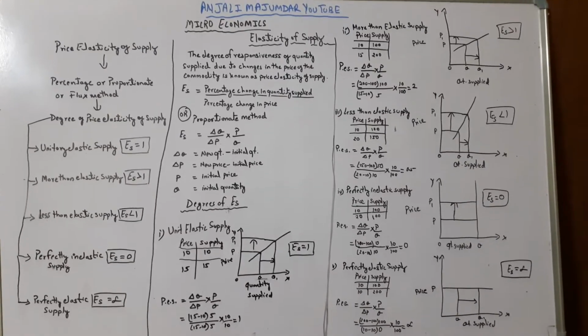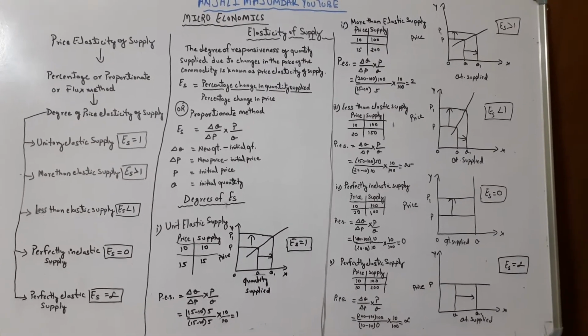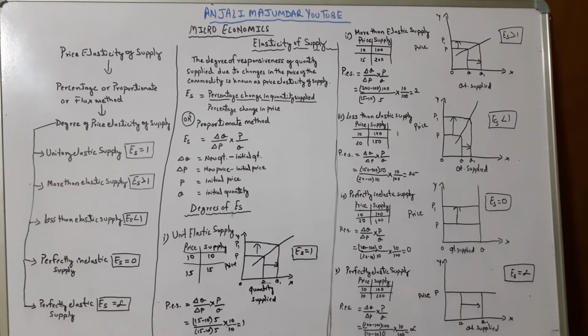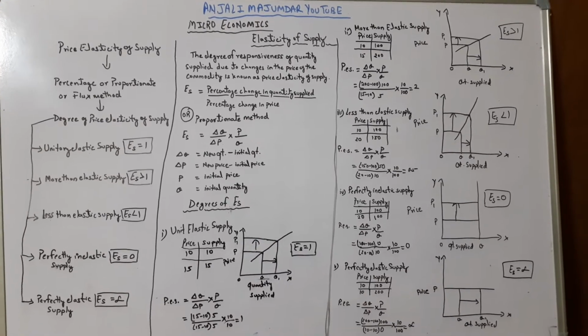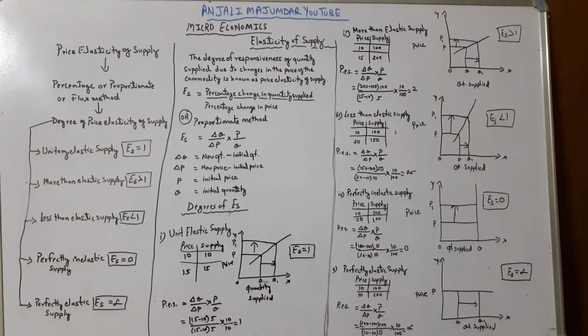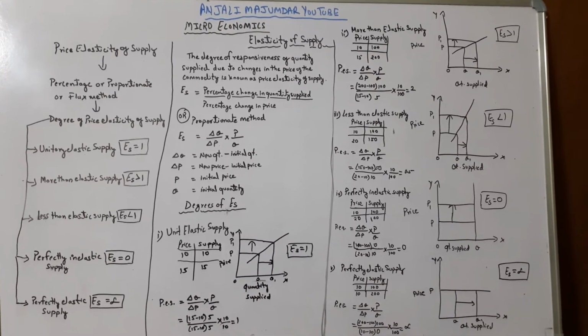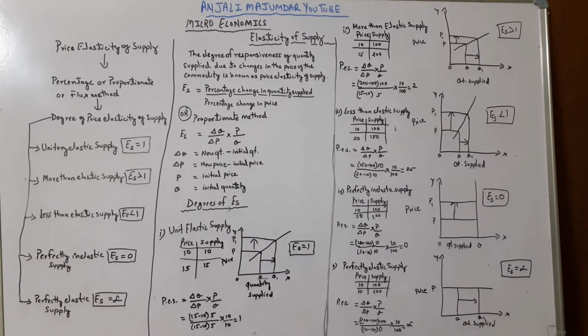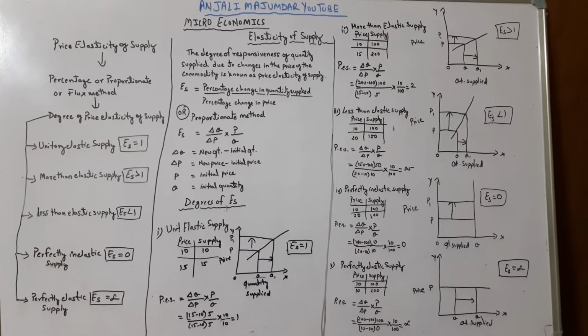Now let's look into the degree of elasticity of supply. First is unit elastic supply. For convenience, let's take the price is 10 rupees and the quantity supplied at price 10 is 10 units. Then the new price, when price becomes 15, the quantity supplied becomes 15.